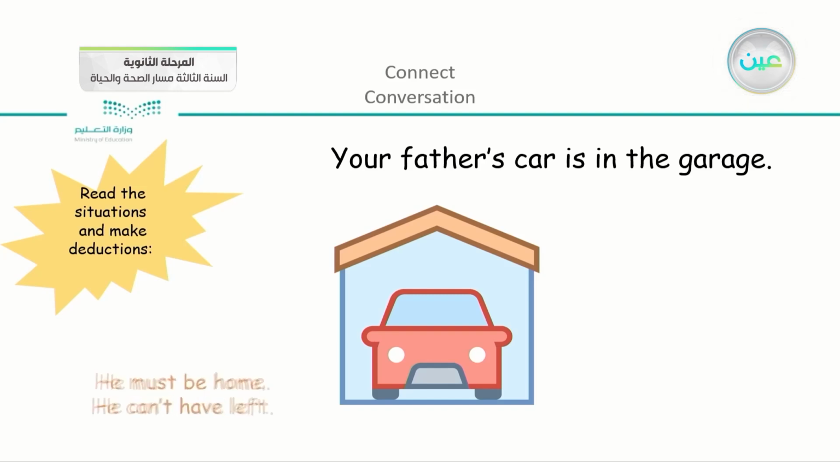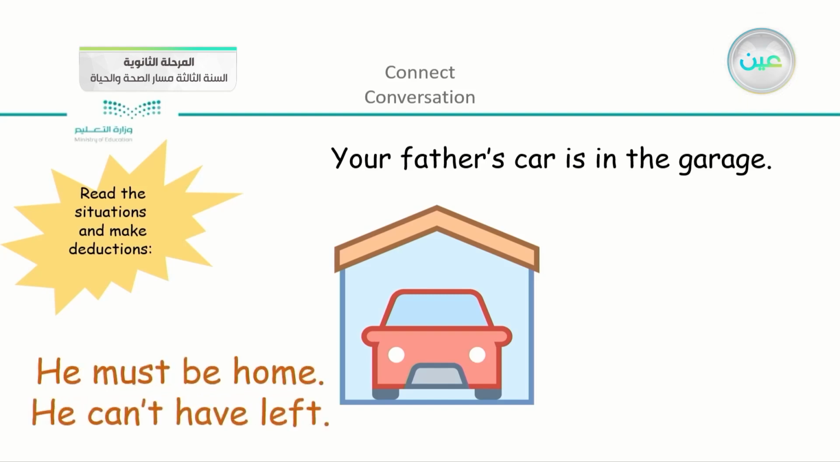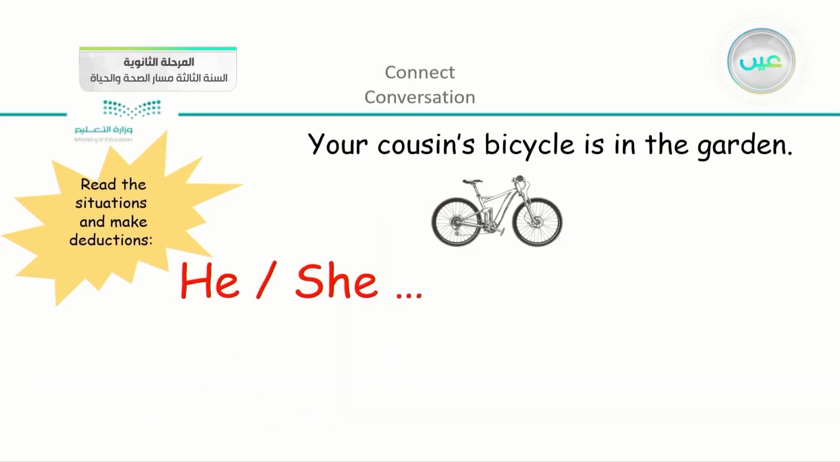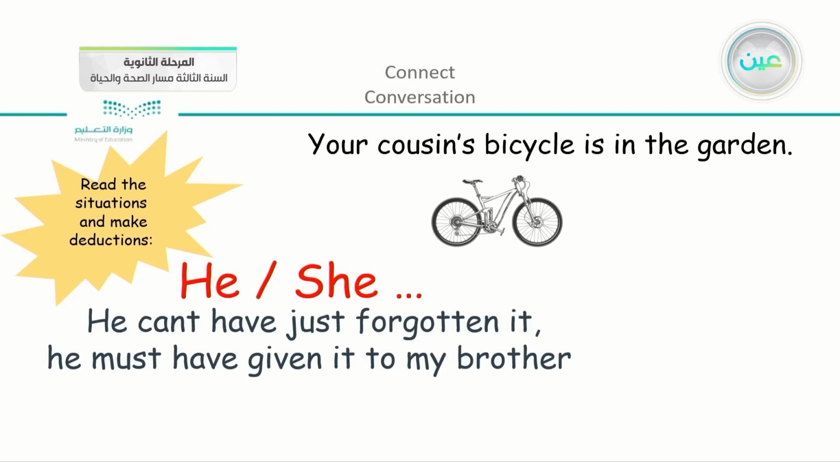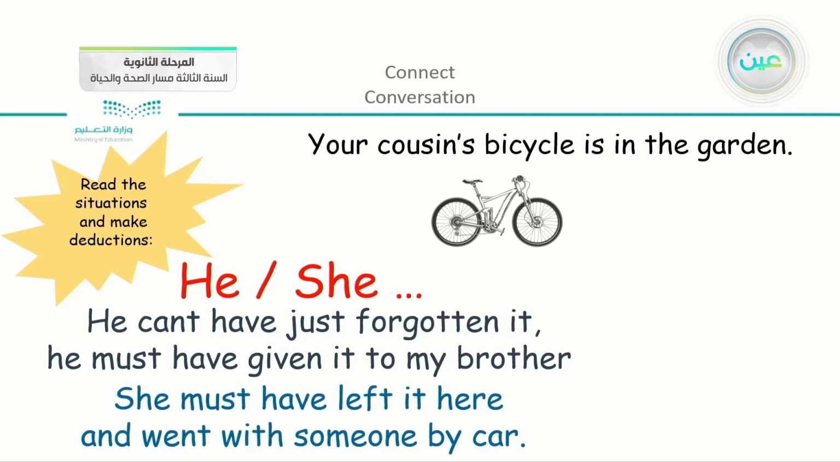So we can say that we have here, he must be home. He can't have left. So you can see that there are two phrases. He must be home. I deducted. He can't have left. Also deduction. Moving on. Your cousin's bicycle is in the garden. Now, my cousin can be a girl or a boy, so we have here he or she. He can't have just forgotten it. He must have given it to my brother. And we can have another sentence, she must have left it here and went with someone by car. So these are different examples. Now you can have maybe even better examples or deduction phrases in mind.